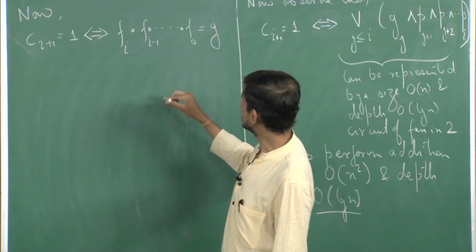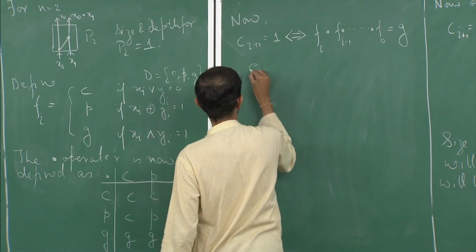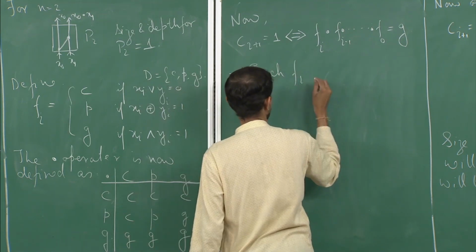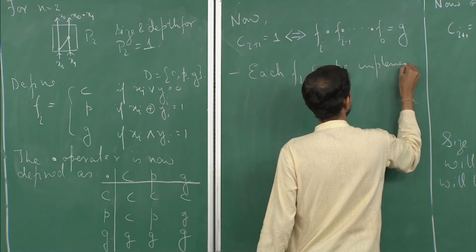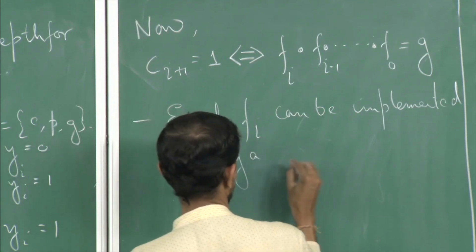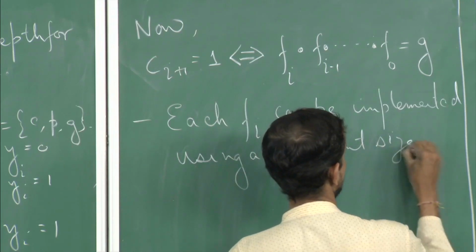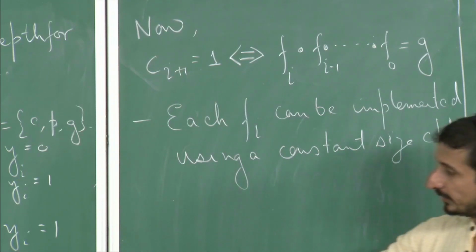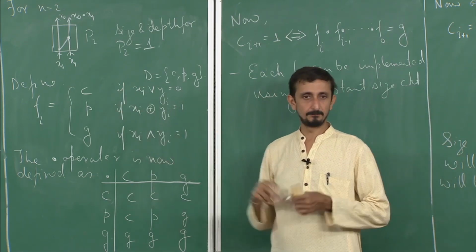Now, how can we construct a circuit? Note that each fi can be implemented using a constant size circuit. Similarly, the dot operator also can be implemented using a constant size circuit because it is taking two arguments, some c and p.